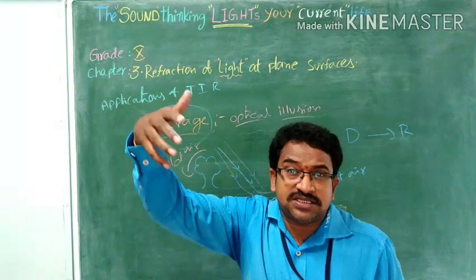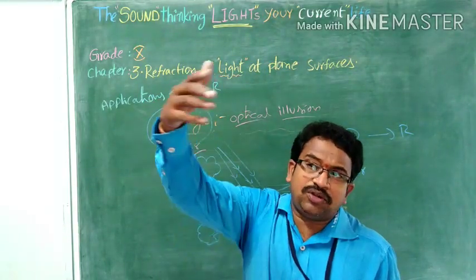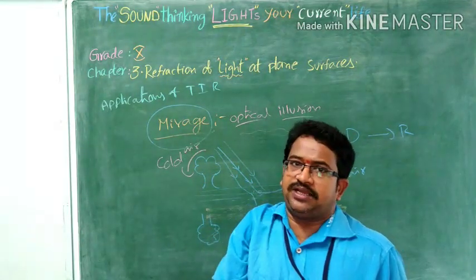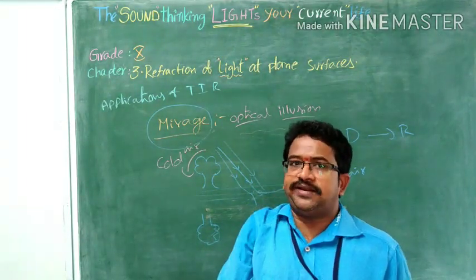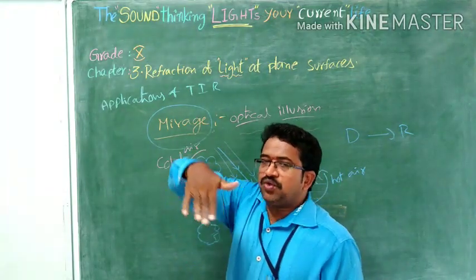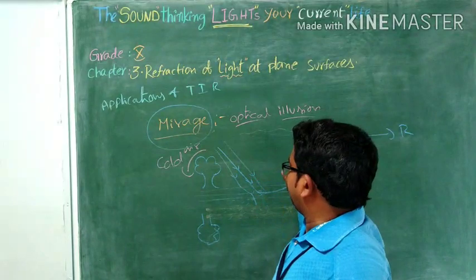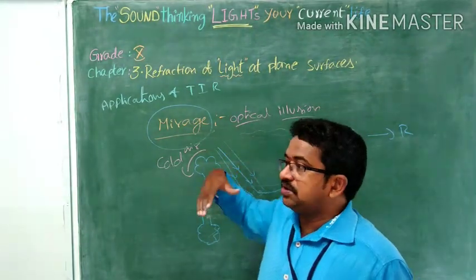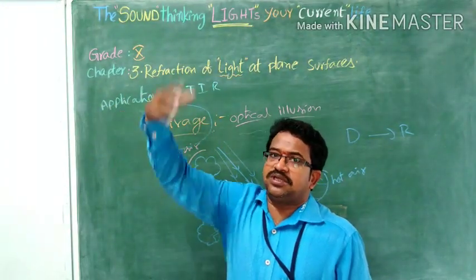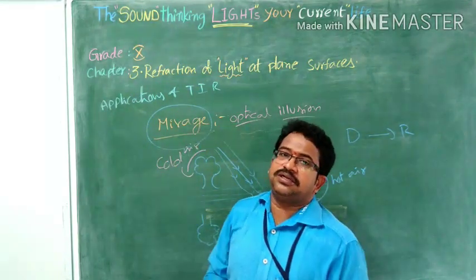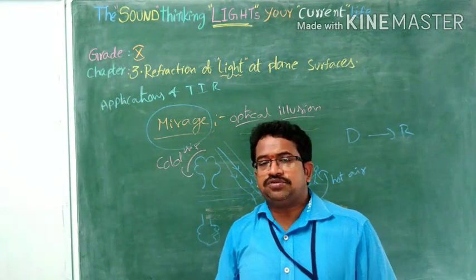When light rays are incident, if the incident angle is more than the critical angle, then what happens? They will be totally reflected. When you extend that totally internally reflected ray, it will appear as if there may be something, like water or a tree. That is how our illusions take place.